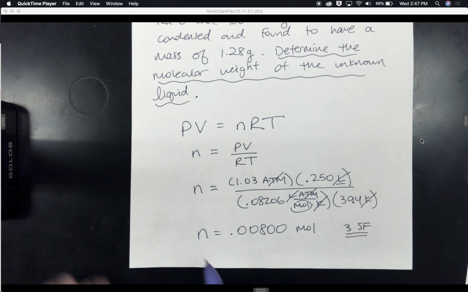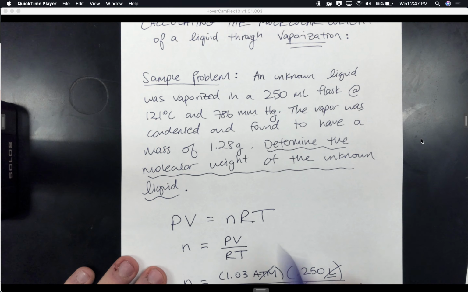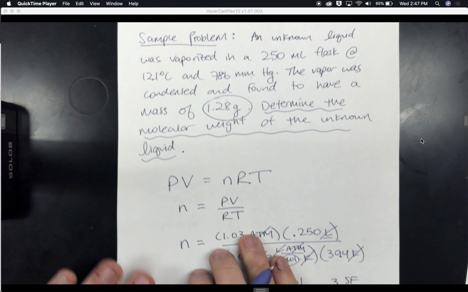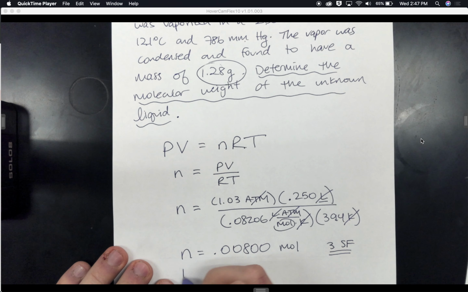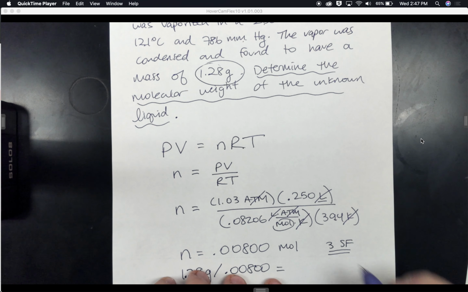Now, molecular weight is grams per mole. In the question, we were told 1.28 grams. So we're going to take 1.28 grams divided by our moles, and we get our molecular weight, which is 160 grams per mole.